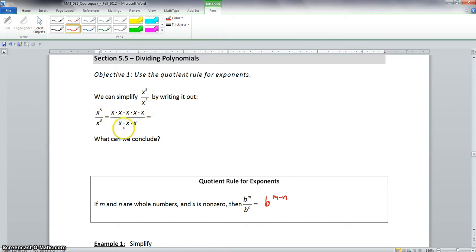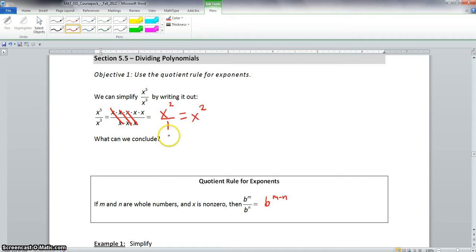Now, we know in division, whenever you divide any nonzero number or variable, when the numerator and the denominator are the same, you can simplify that out to 1. These simplify out to 1, these simplify out to 1, and these simplify out to 1. So what you would be left with in your numerator is x to the second power, and your denominator would be 1. So your final answer here would be x to the second power.